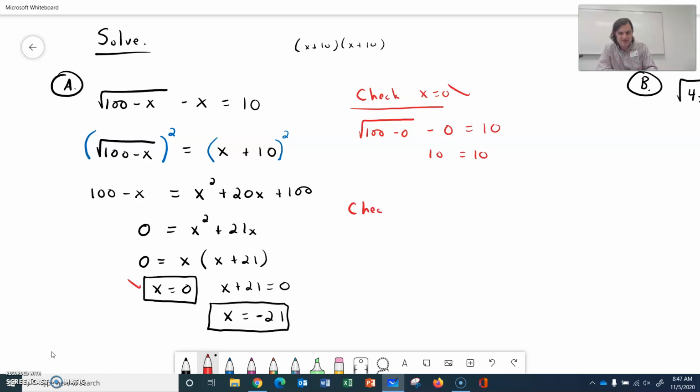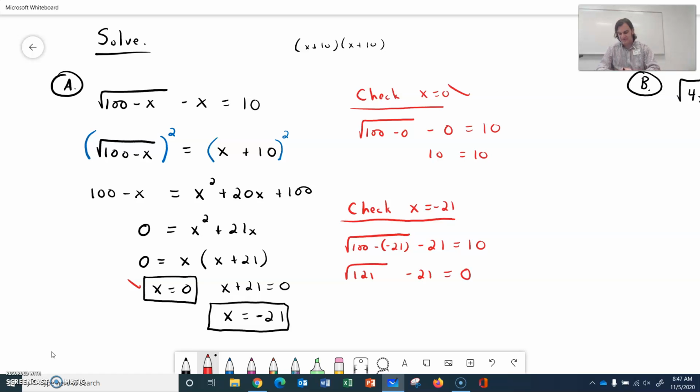Let's check the other one. Remember, they could both work. Maybe neither one of them works. Maybe one of them works and the other doesn't. So we need to check because we can pick up extra answers, we said. So square root of 100 minus negative 21, minus 21 equals 10. So subtract negative 21, that means we add 21. So square root of 121 minus 21 equals 10.